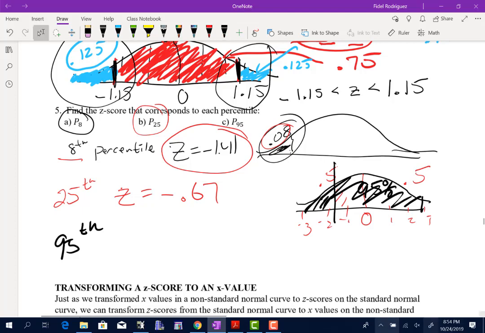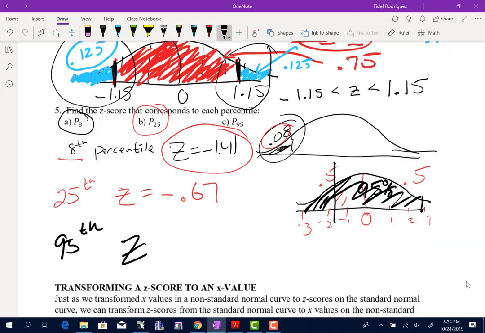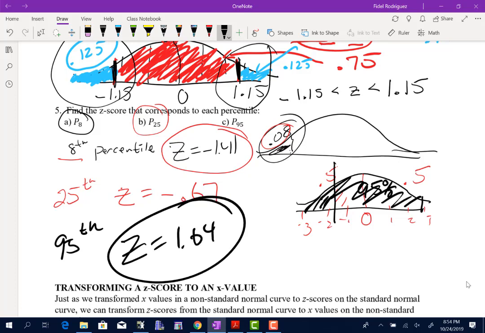So again, we're going to come back. We're going to go second, inverse norm, right? We'll get that inverse norm, but now we're going to type in what number again? 95, right? So let's go 95. Boom. Let's hit enter. 1.64? Yeah, 1.64, right? Boom. And then you got it.